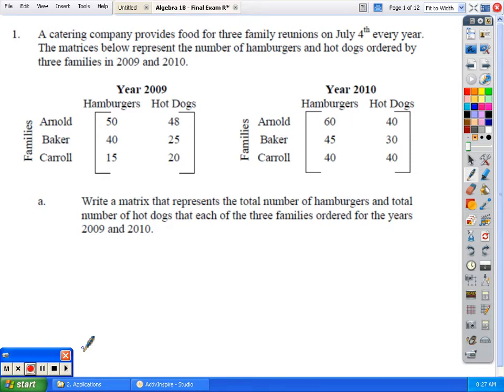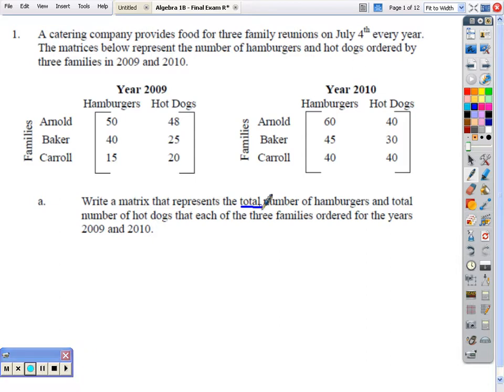Okay, so number 1 says a catering company provides food for 3 family reunions on July 4th every year. The matrices below represent the number of hamburgers and hot dogs ordered by 3 families in 2009 and 2010. This has 3 parts. Part A says write a matrix that represents the total number of hamburgers and total number of hot dogs that each of the 3 families ordered for the years 2009 and 2010.